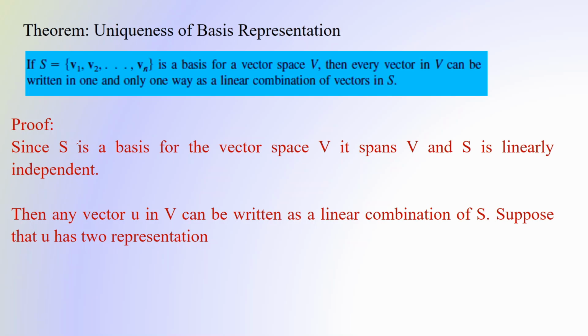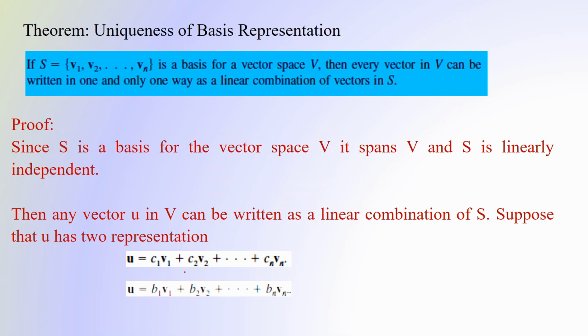Since S is a basis for the vector space, it spans V and S is linearly independent. So then, since S spans V, any vector u in V can be written as a linear combination of S. Suppose u can be written in two ways. One is u = c1 v1 + c2 v2 and so on, cn vn. The other possibility we propose, the same vector u can be written as b1 v1 + b2 v2 and so on, bn vn.